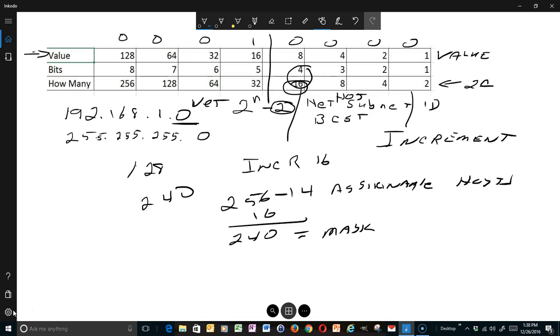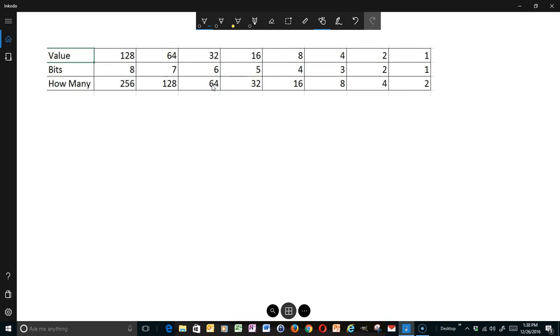Let's go ahead and go through one. Let me try to get rid of all of the ink that's here. So we'll erase all of this stuff. And let's say that we'll go back to our 192.168.1.0 network. And let's say that we want to have at least 50 hosts on each network.